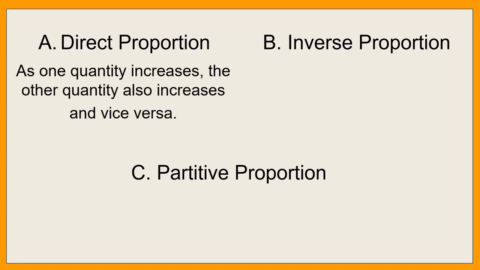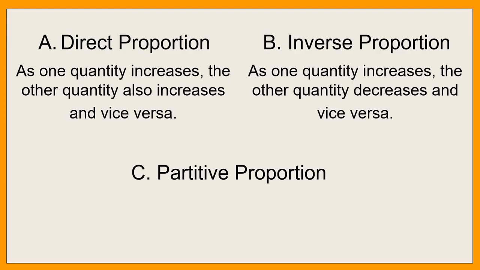Direct proportion says that as one quantity increases, the other quantity also increases and vice versa. Ibig sabihin, yung dalawang value, parehong mag-increase or parehong mag-decrease. In inverse proportion, baligtad. As one quantity increases, the other quantity decreases and vice versa. So, ibig sabihin, yung one value ay i-increase, yung pangalawang value ay mag-decrease. Pwede rin ang unang value ay mag-decrease, ang pangalawang value ay mag-increase.